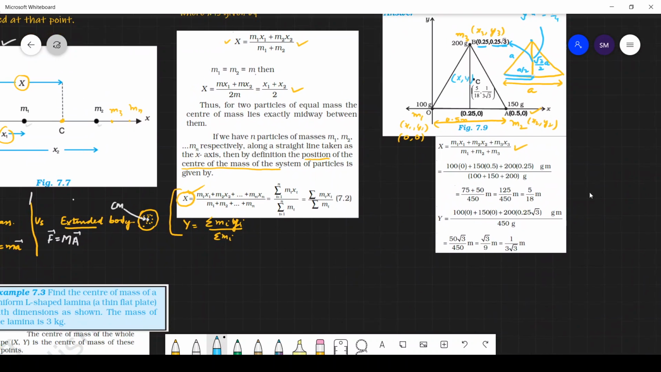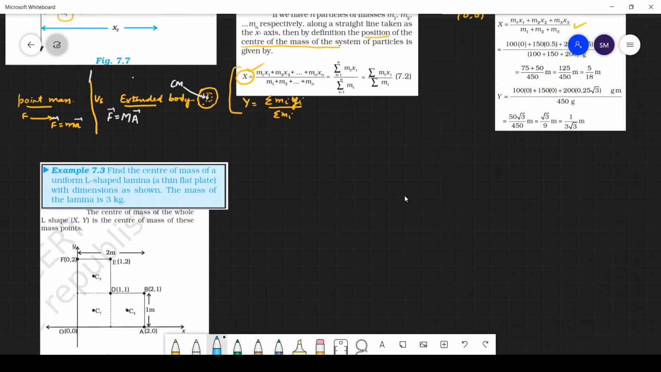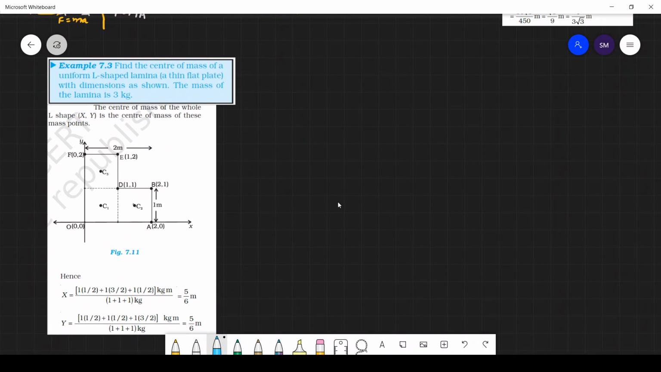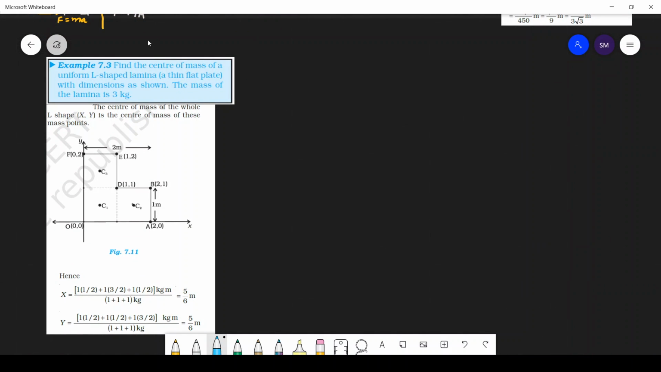now we have another question related to the center of mass. So we have an L-shaped lamina. So this L-shaped lamina, this is what we are talking about. This is lamina. Okay, and we have to find the center of mass. So lamina is nothing but a thin flat plate, and its dimensions are given to you.